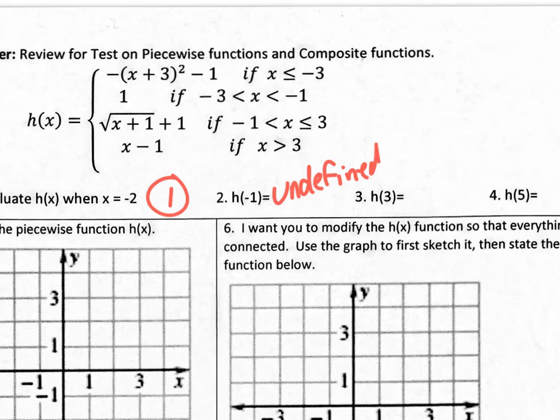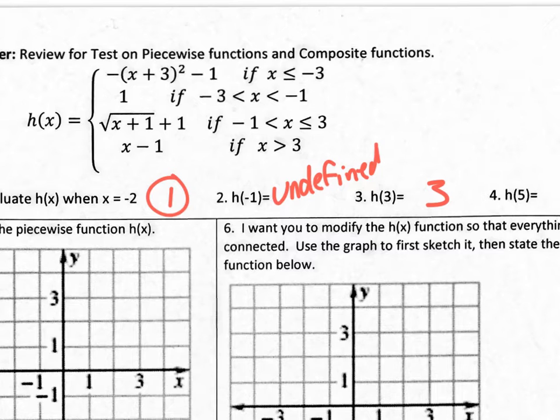So we need to plug in 3. Where do we plug in 3? 3 is not less than or equal to -3. 3 is not between those guys. 3 is equal to 3. So we're going to plug in 3 on this third piece right here. And if you plug in 3 right here, you could do this in your head. 3 plus 1 is 4. And you have the square root of 4, plus 1. What is the square root of 4? It's 2. 2 plus 1, final answer is 3.